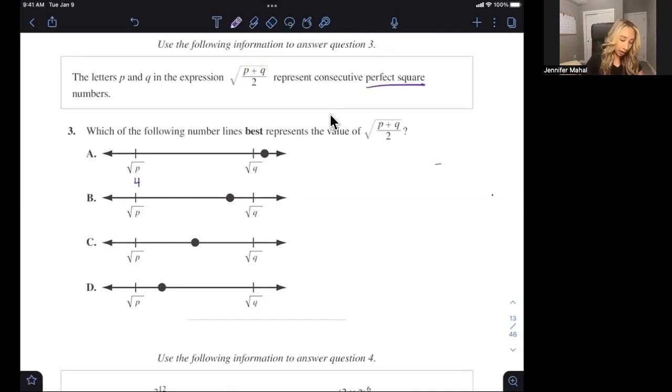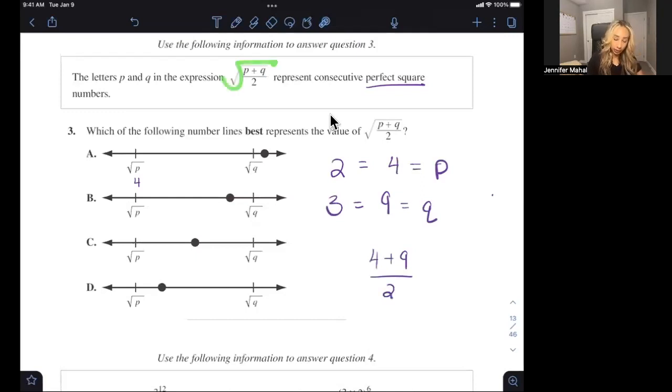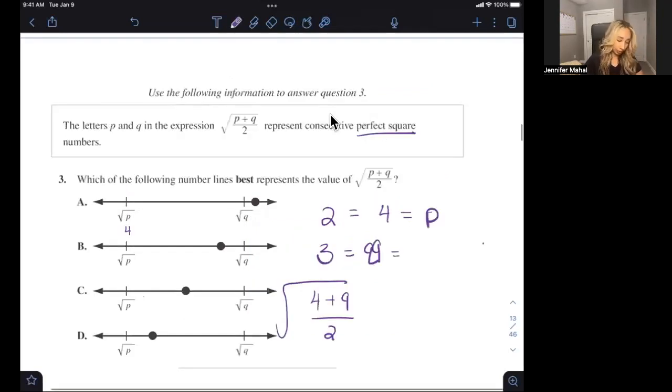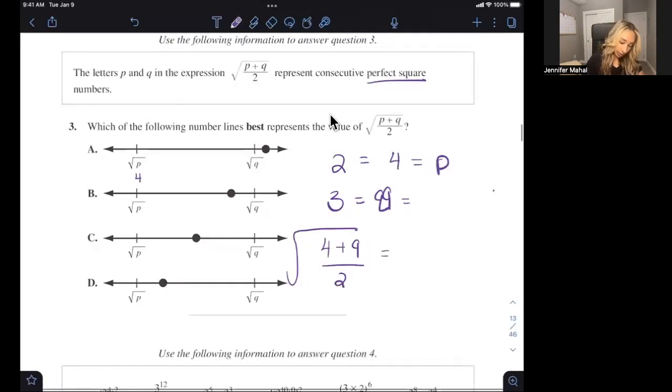So I'm going to choose 2 and 3. And when they become perfect squares, we're going to get 4 and 9. So I'm going to let P equal 4 and Q equal 9, however you want to say it. And now we just have to evaluate those in the expression. So we're going to put 4 plus 9 over 2. Now the whole thing is square rooted, but let's do that towards the end. So 4 plus 9 gets me 13, and that's going to be 13 over 2.